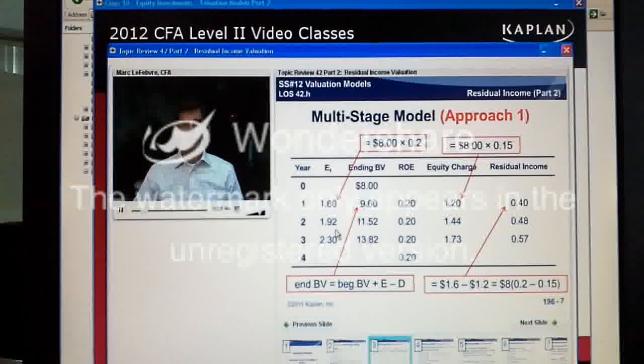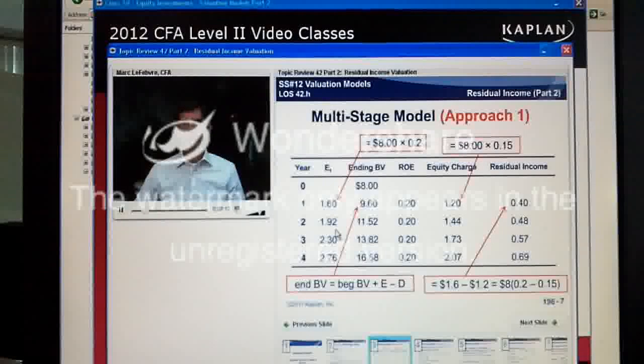Now again, if we calculate the equity charge, we need to take 15% times the 11.52, and we should get $1.73. Remember, the equity charge is always the cost of equity times the book value at the beginning of the period. So the equity charge in year 3 is $1.73. Subtract $1.73 from $2.30, and you get the resulting residual income for year 3 of 57 cents.